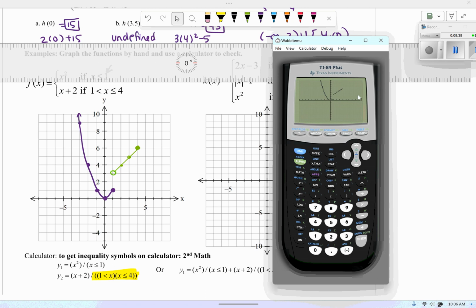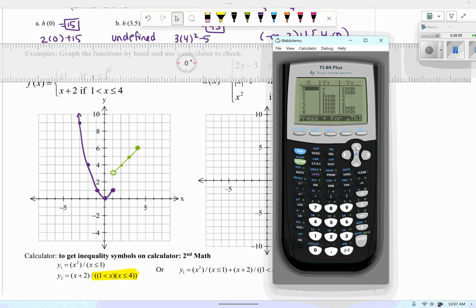All right, that looks better. So notice this is what our graph looks like. But again, it doesn't tell you where the open and closed circles are in your graph. And if you go to the second graph, which is your table, I need to change this back to auto. If I go to second graph, which is my table, you can see y1 and y2.